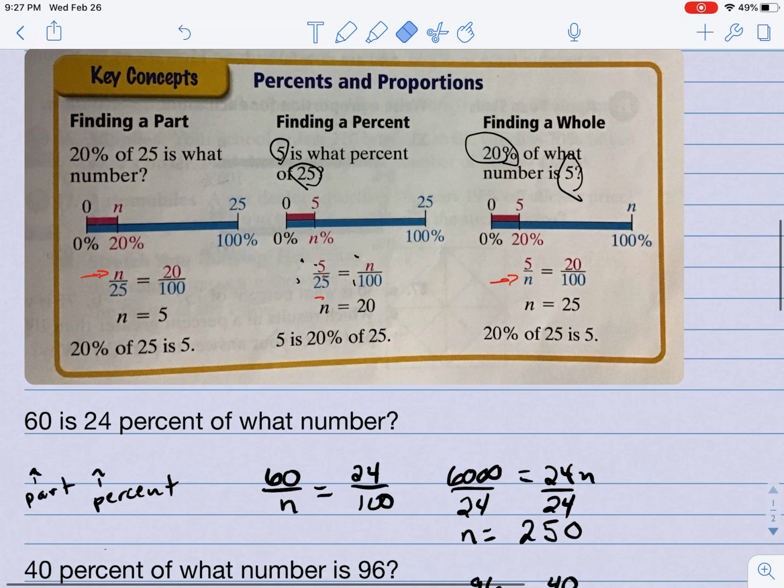Okay, so we've got 60 is 24% of what number? So we can set it up. We know that 60 is 24%, so 60 is the part. We're trying to find our whole, so n goes below. That is equal to our percent, which is 24 over 100. So we've taken the cross product here. We get 6,000 is equal to 24n. Then we divide by our coefficient 24, and we find that 60 is 24% of 250.